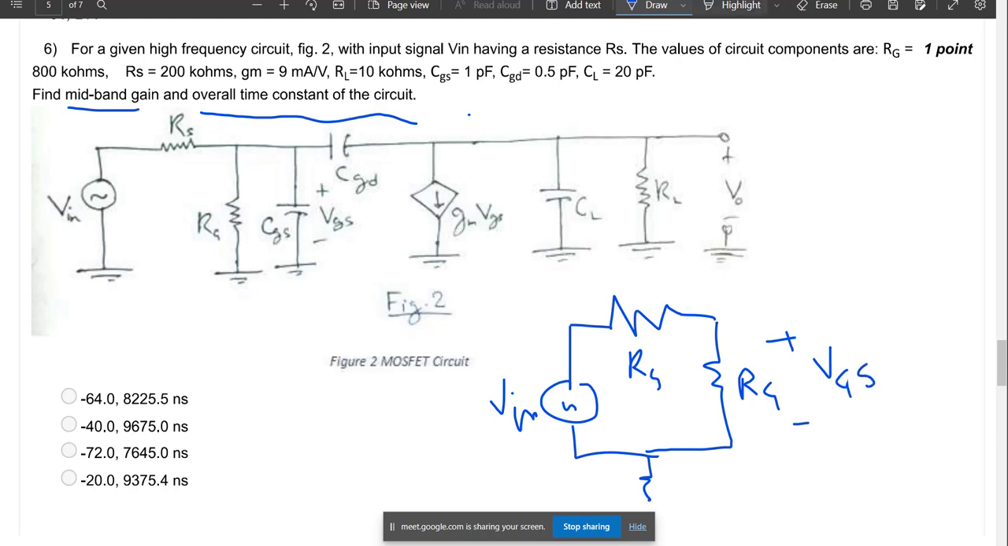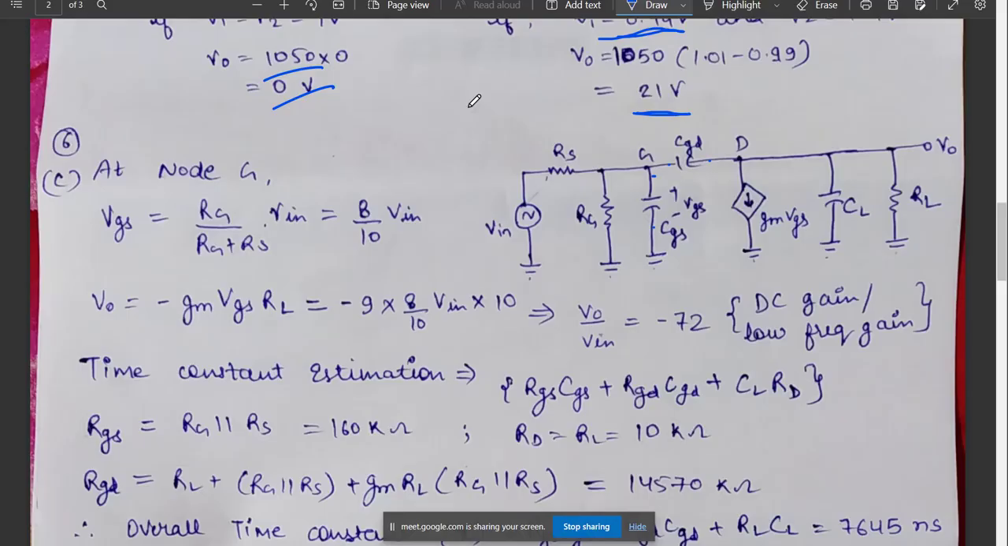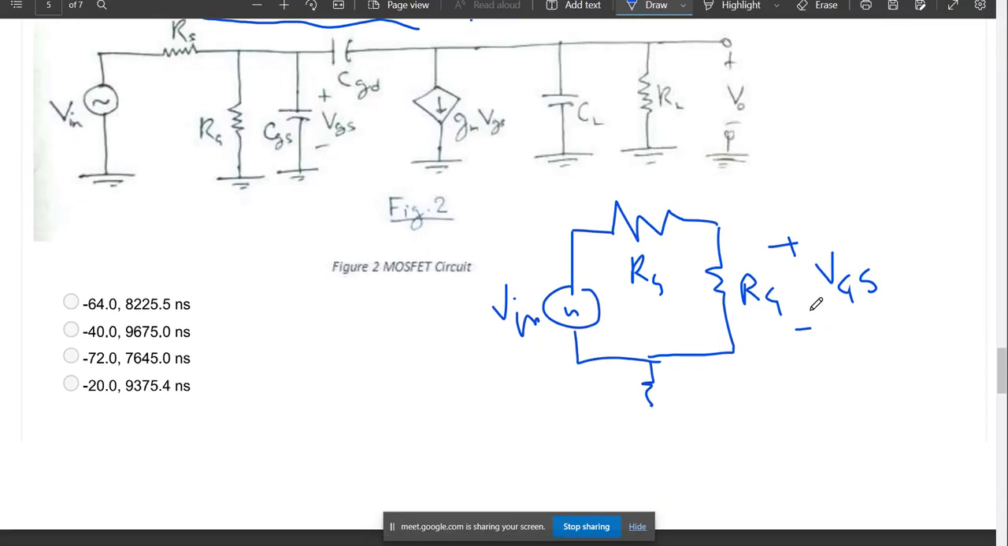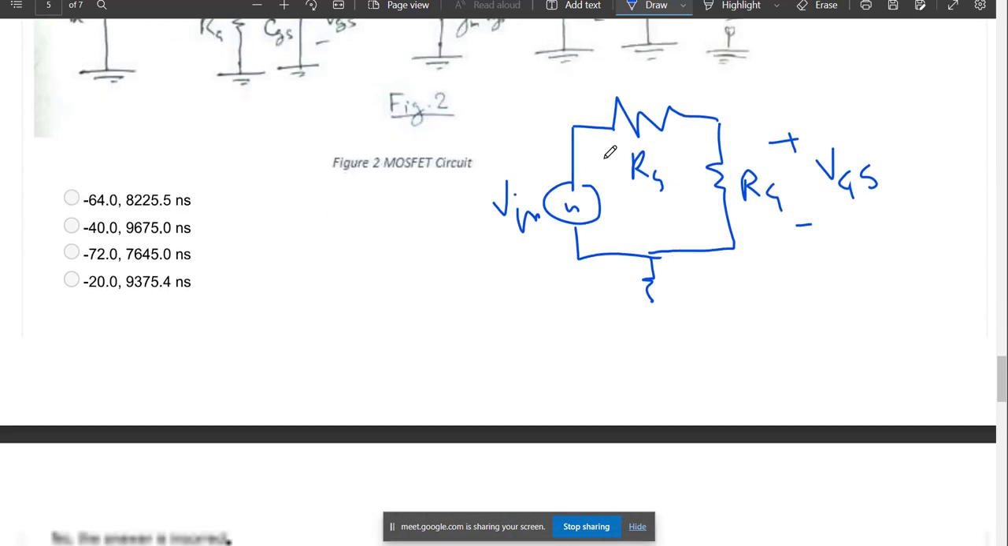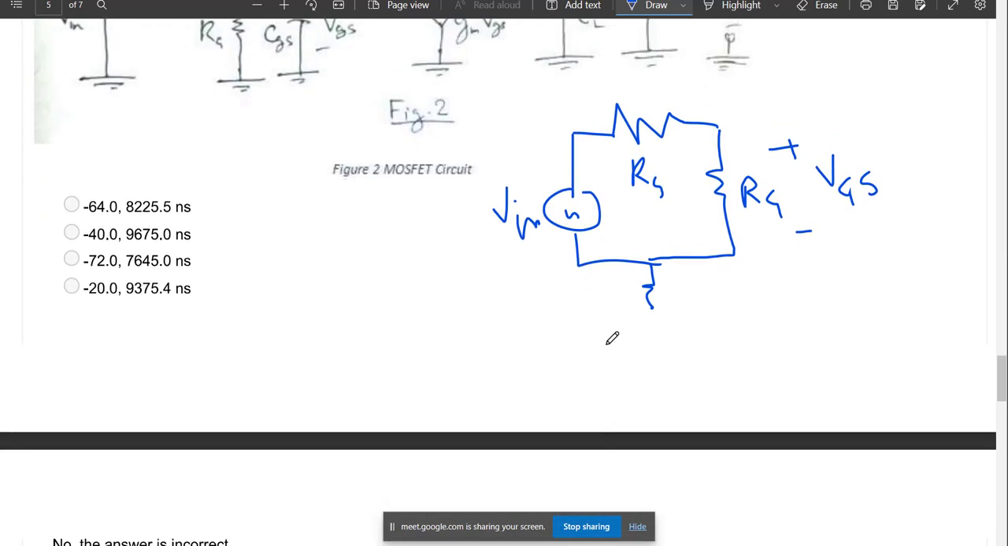So how much will VGS be? VGS will be something like this: RG V in upon RG plus Rin, RS. Any doubt till here? We got it like this, and we will find VGS. Apply simple KVL here and we'll get this. Any doubt till here? Now since this part is open, we have to deal with this part. So this part is something like this.